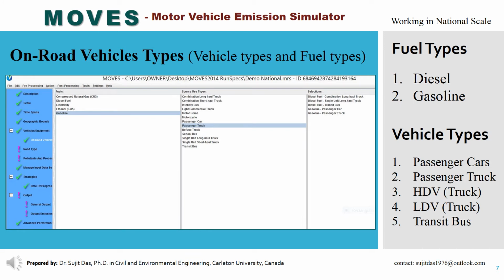This window will ask you to provide on-road vehicle types, which is a combination of your vehicle types and fuel types. In fuel types, the most used are diesel and gasoline or petrol. In vehicle types, there are passenger cars, passenger trucks, heavy duty vehicle trucks, light duty vehicle trucks and transit bus. Those combinations are selected for this model.